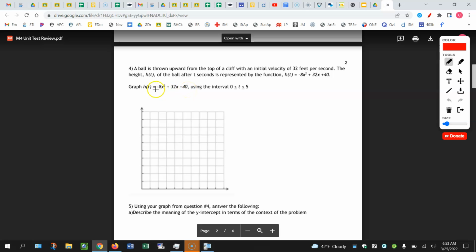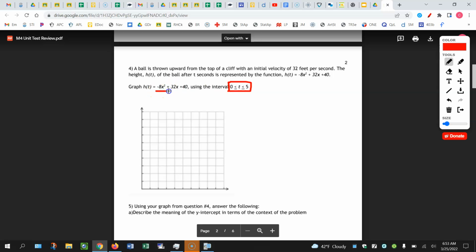So a couple things that we just talked about. This graph opens down because a is negative. It's a negative 8. The y-intercept is 40, and the question will ask that. I want to point your attention right here. It says to graph this using the interval 0 to 5. That's going to be really important.